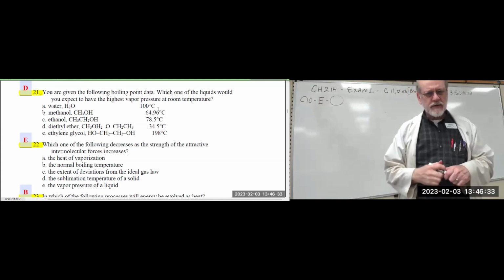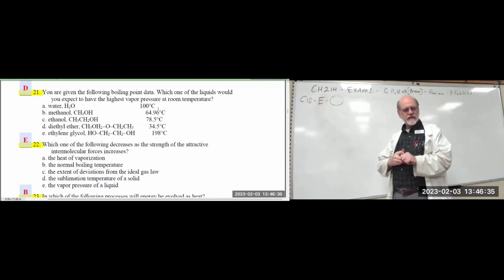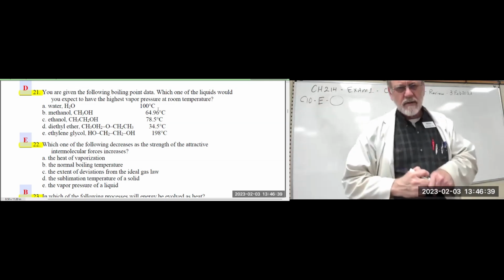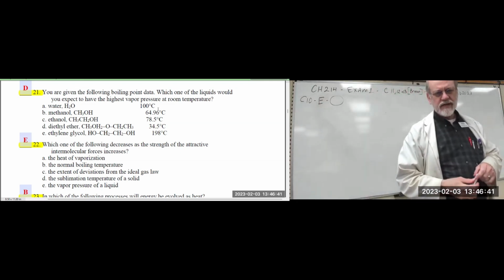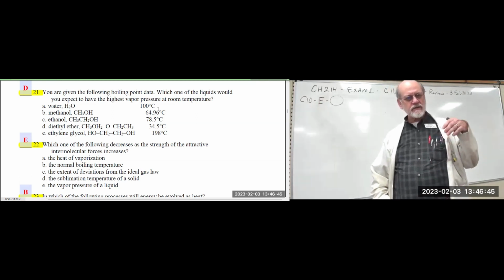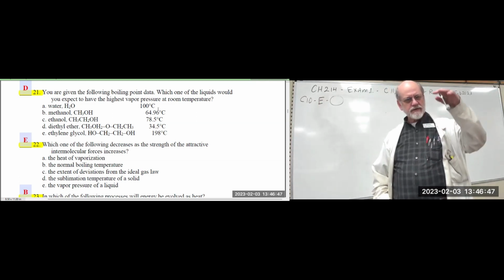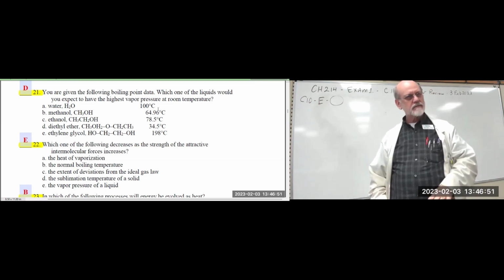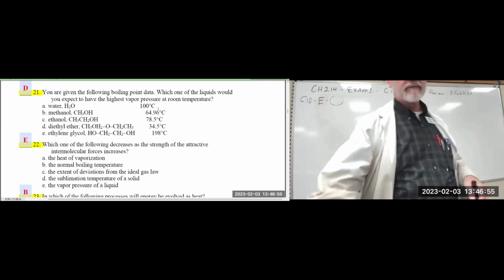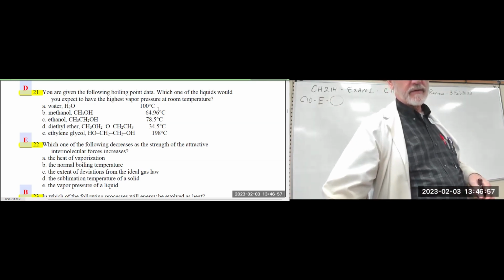22. Which of the following decreases as the strength of attractive intermolecular forces increase? Wait a minute, we just covered that one in 21. As the strength of attraction increases, the vapor pressure decreases. So 21 and 22 are like flip sides of the same coin.